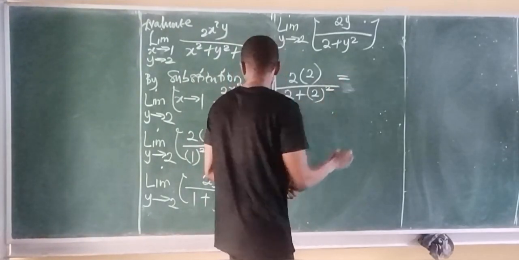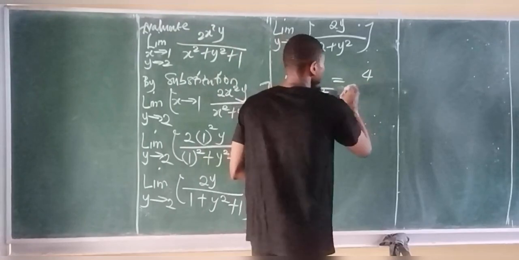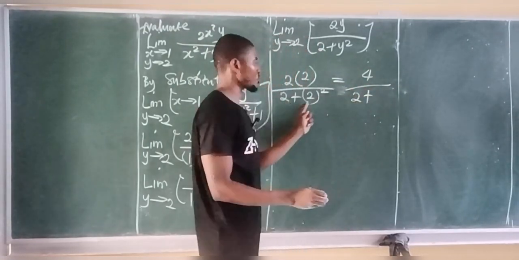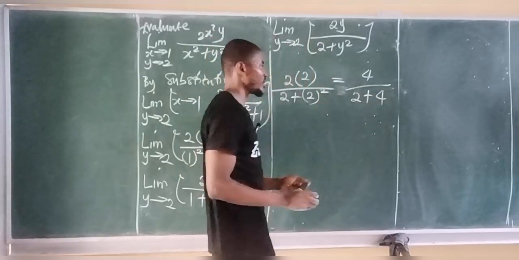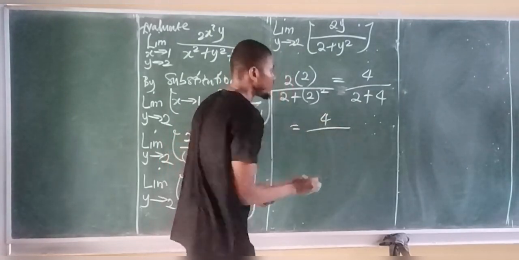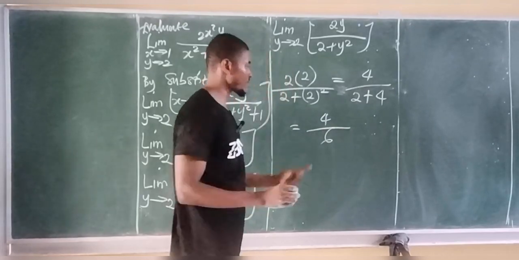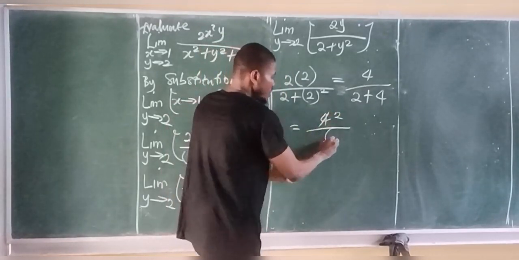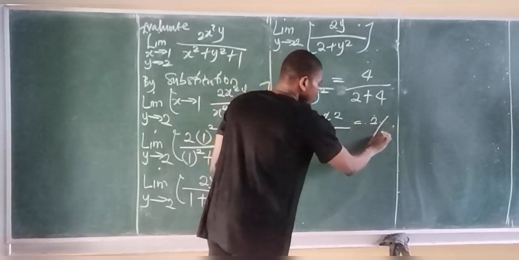This is now equal to 2 times 2 simply gives us 4 all over 2 plus, of course, 2 squared here is 4. So I simply have 4 over here. And this is now equal to 4 all over 2 plus 4, which is simply 6. Of course, 4 divides by 6. 2 can go here, I have 2. 2 can go here, I have 3. So this is actually 2 all over 3.